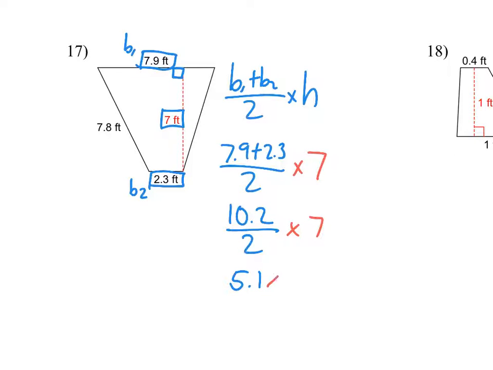We still have to multiply that by 7. And when I multiply that by 7, I get 35.7 feet squared. So just one more time, I'm going to go through the parts of this.